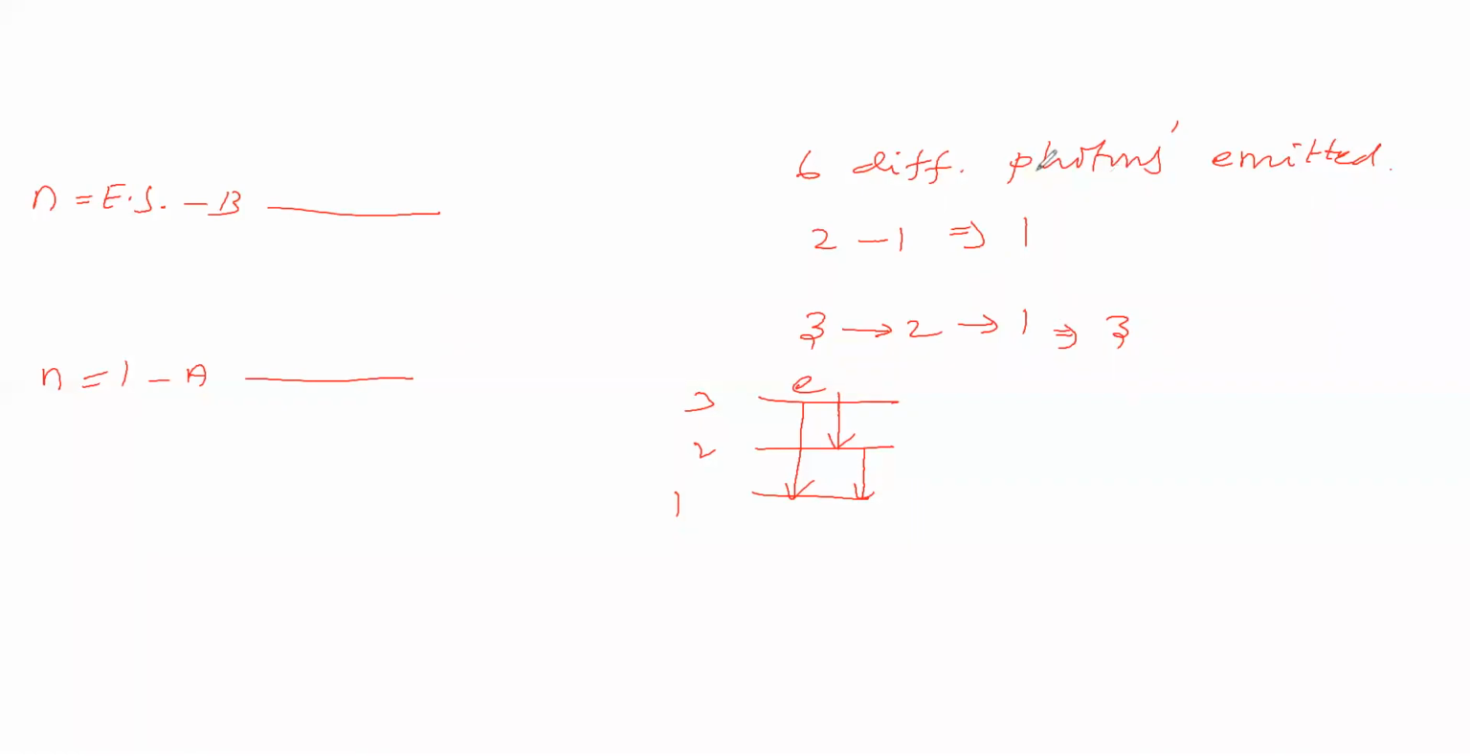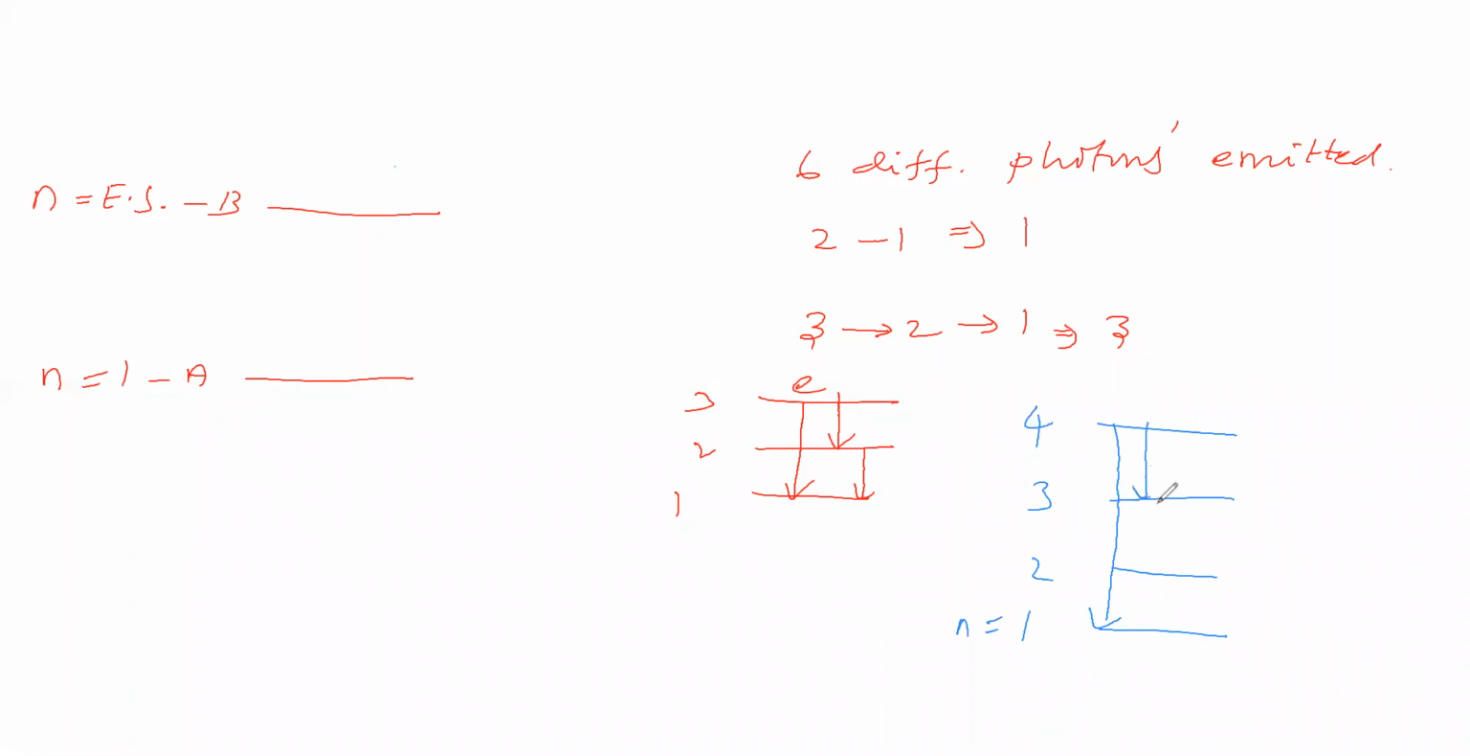By trial and error, we will take the fourth level. Here we have seen the third level; now we will take the fourth level. So 4, 3, 2, 1. What are the possibilities? Directly from 4 to 1, one possibility. Next step.